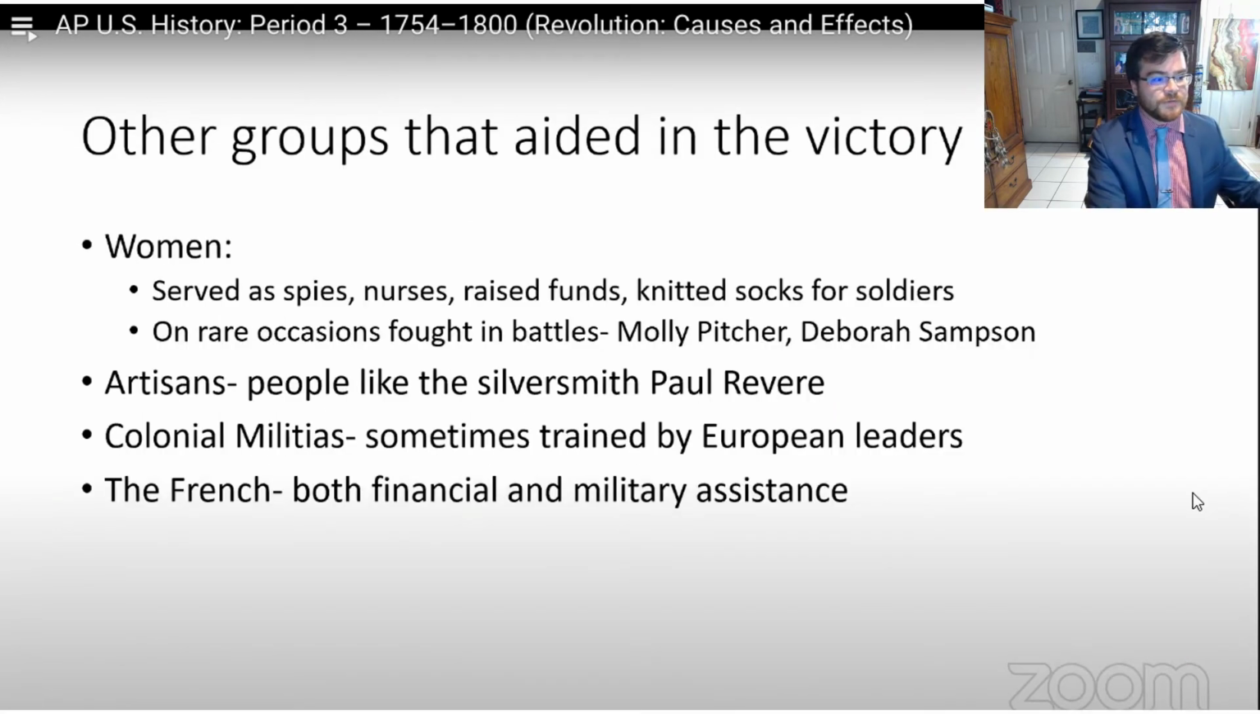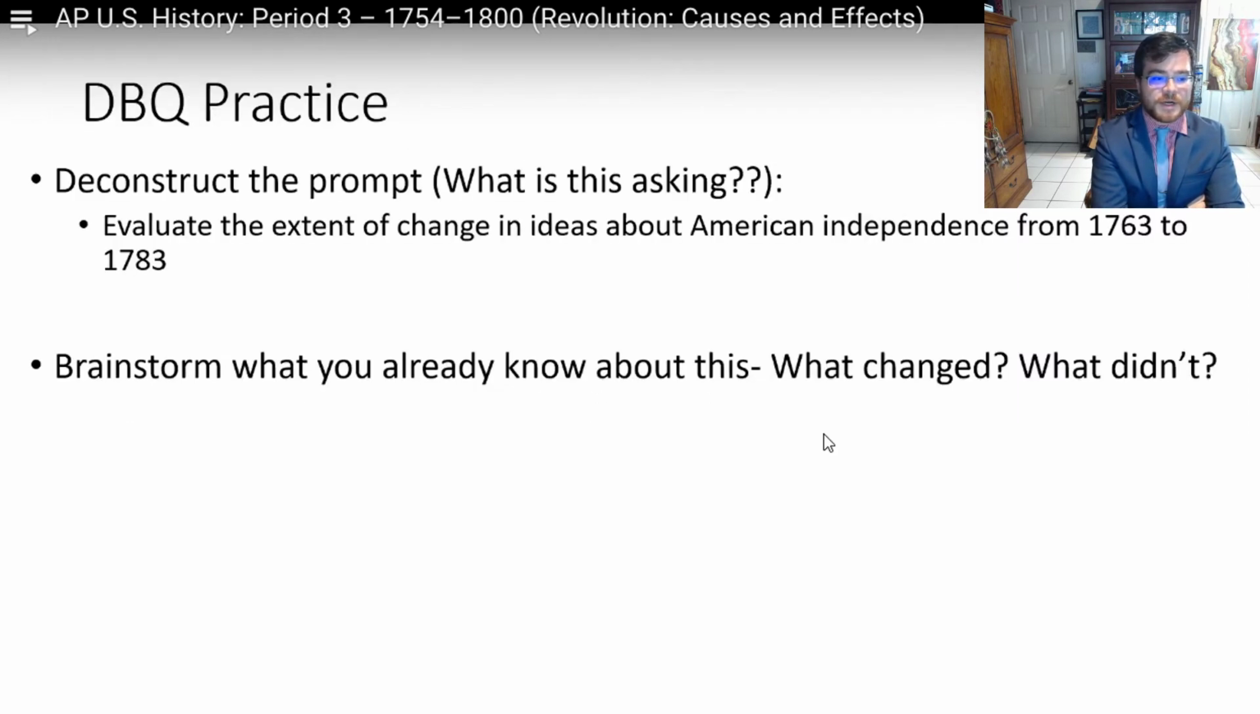Other groups that aided in the victory, women. Okay, without the women's support, kind of like in the other wars, Civil War, World War II, World War I, we probably would have lost. They were spies. They did all these cool things. Molly Pitcher, Deborah Sampson, she cut her hair off and pulled a Mulan, started fighting. Artisans, just everyone was getting involved, guys. The French and the Spanish really helped us militarily, financially.